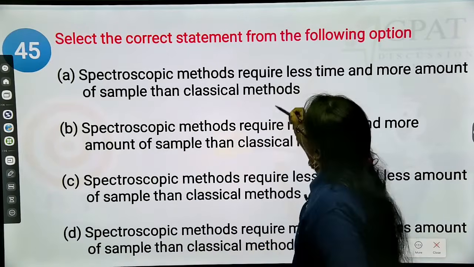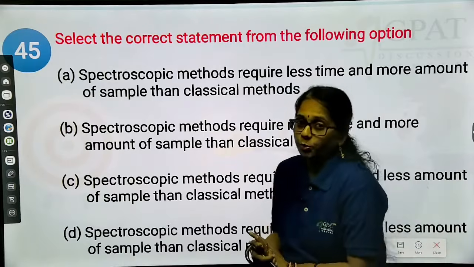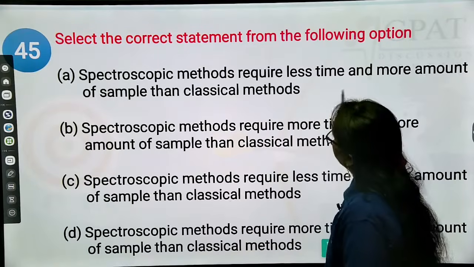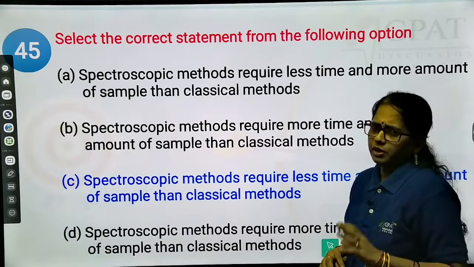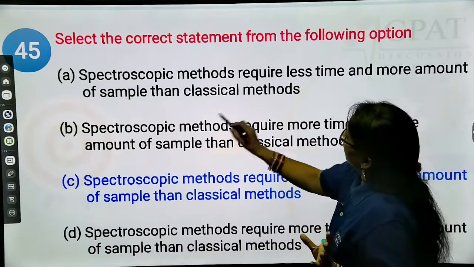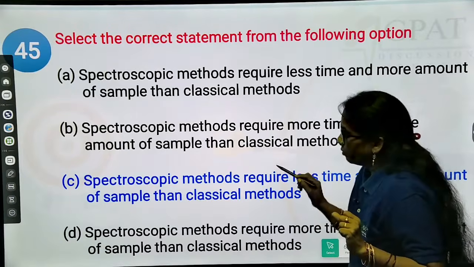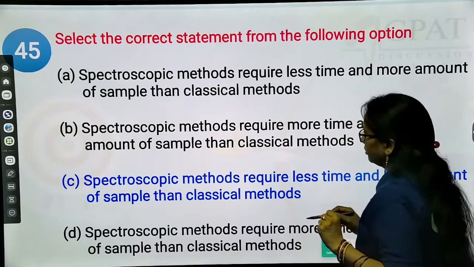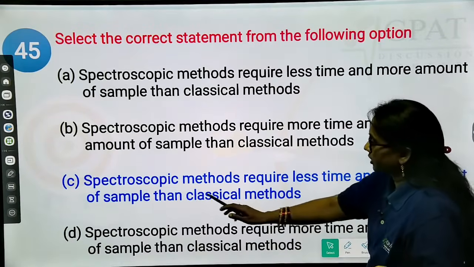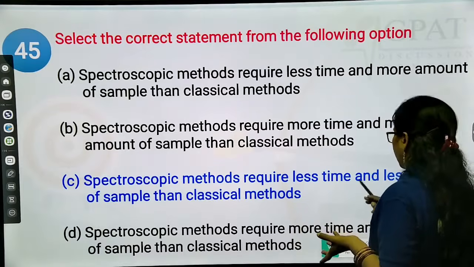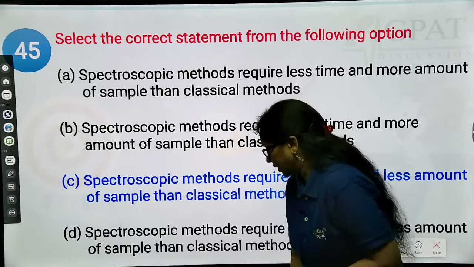Let us see the statement. Select the correct statement from the following options. Spectroscopic methods require less time and more amount of sample. More amount of sample, no, not at all. Less time, okay, this is correct. Spectroscopic methods require more time and more amount of the sample. No, you require a very small amount of the sample. So, B is also not correct. Spectroscopic methods require less time and less amount of the sample. Yes, option C is the right answer.